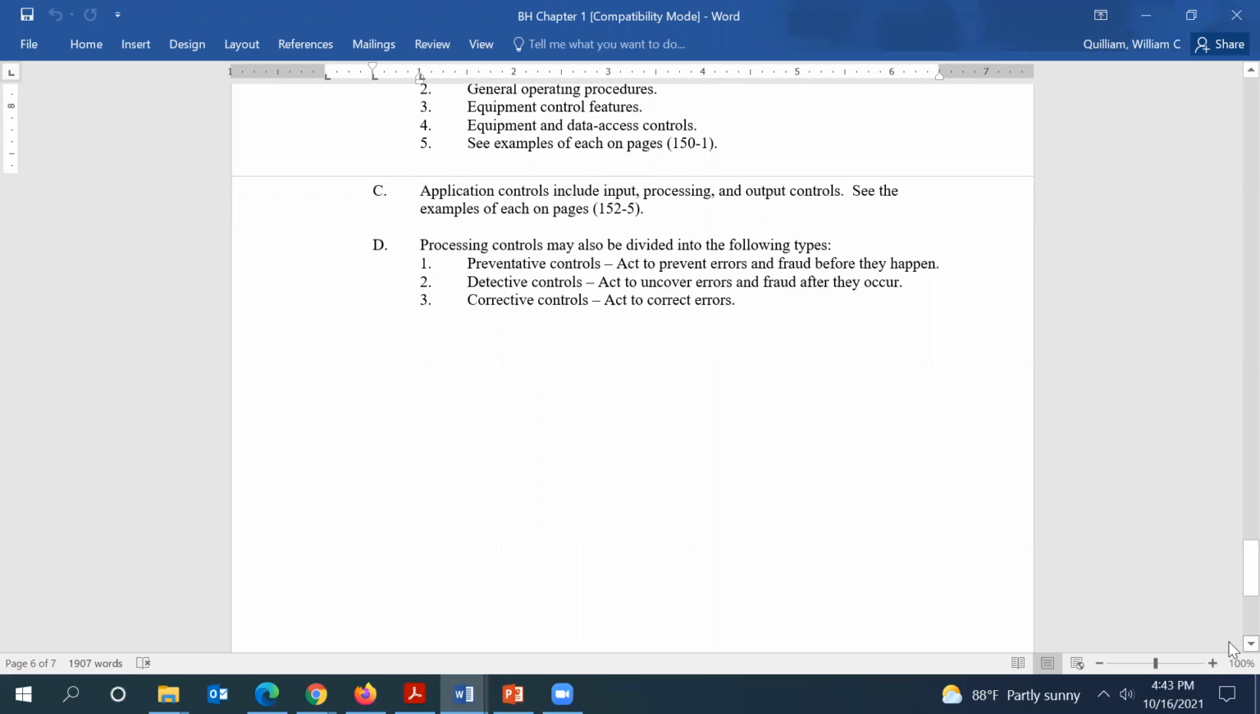And then application controls. They include input controls, processing controls, output controls. It's an example of each in your book. And processing controls may be divided into the following types. First of all, preventative controls. They act to prevent errors and fraud before they happen. Then detective controls. If errors or fraud do happen, well, detective controls are going to act to uncover errors and fraud after they occur. We'd rather put our money in preventative controls and prevent things from happening to start with, of course. And then number 3, corrective controls.